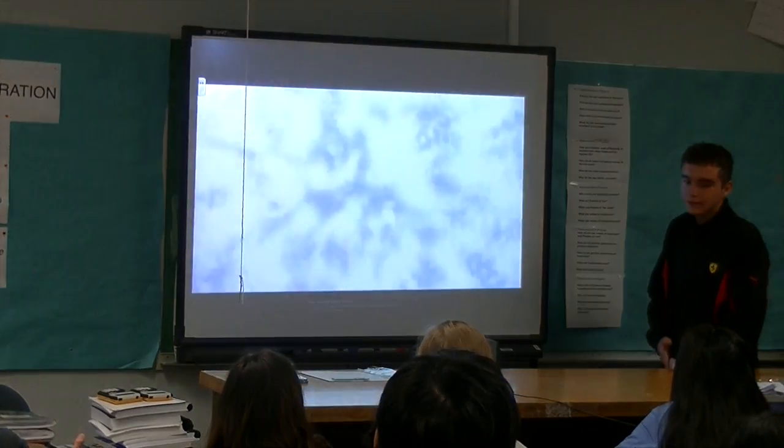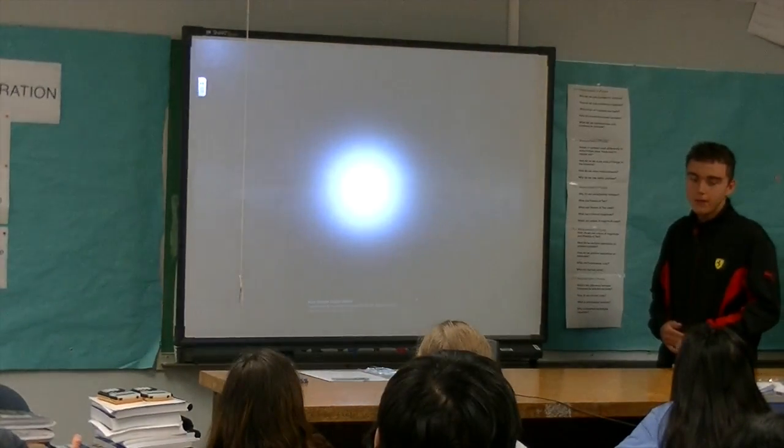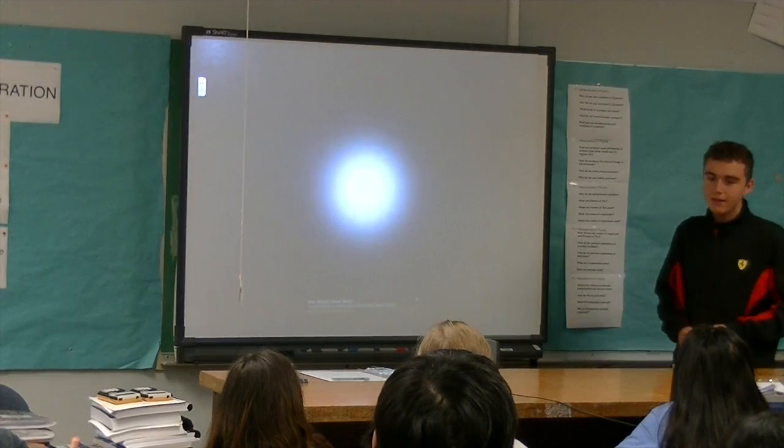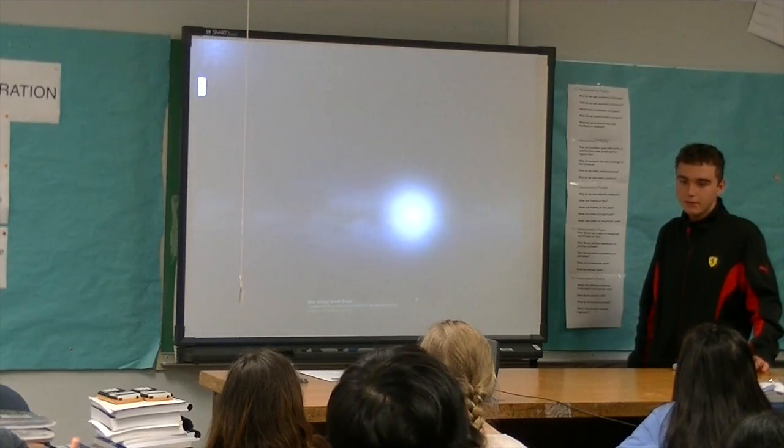Our sun is referred to as a yellow dwarf because of its color, yellow, and it's a dwarf because it is comparably very small to other stars.